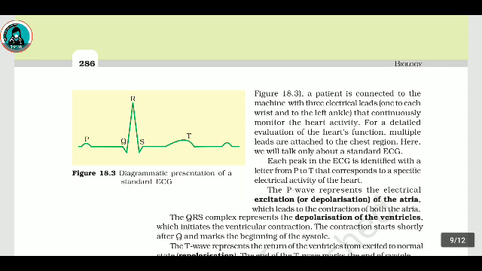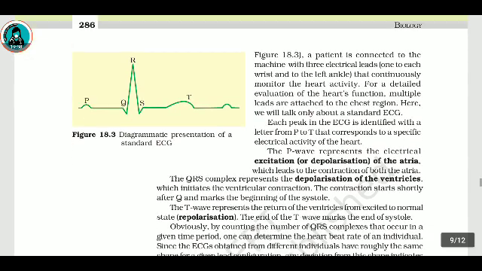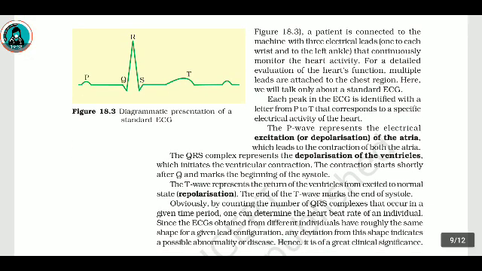Each peak in the ECG is identified with a letter from P to T that corresponds to a specific electrical activity in the heart. The P wave represents the electrical excitation or depolarization of the atria, which leads to the contraction of both the atria. The QRS complex represents the depolarization of the ventricles, which initiates a ventricular contraction. The contraction starts shortly after Q and marks the beginning of the systole. The T wave represents the return of the ventricles from the excited to the normal state, repolarization. The end of the T wave marks the end of the systole.